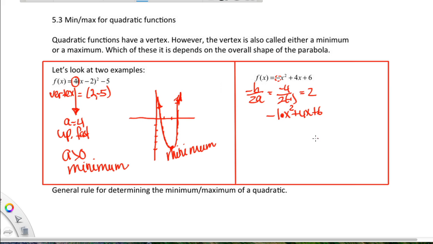That means that this parabola, in general, the shape means that it goes down. So on this one, I'm not even going to graph an xy coordinate system. I just know that overall the shape is down. So if that is the overall shape, then the vertex in this case is a maximum. Okay, so this was when a was less than 0.